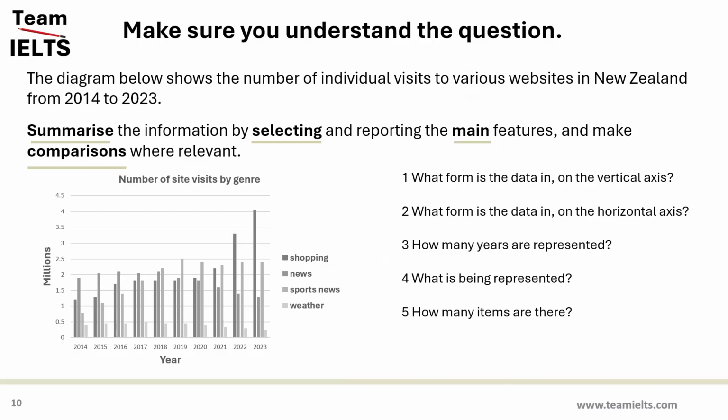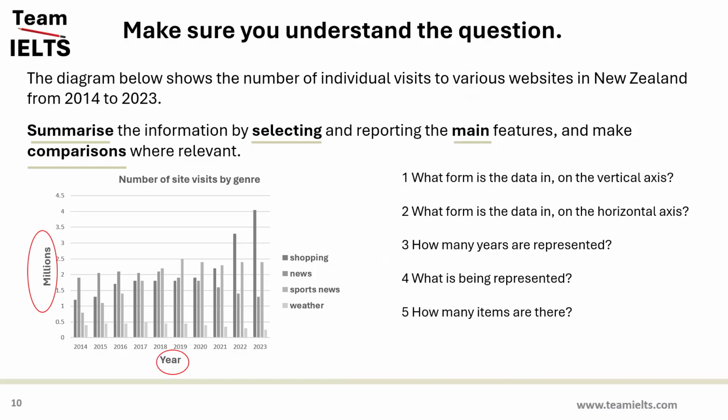What I'd like you to do is to pause the lesson, write your answers on a piece of paper, and then restart the lesson to check your answers with me. Okay, let's look at question 1. What form is the data in on the vertical axis? Well, obviously that's in millions of visits. What form is the data in on the horizontal axis? That's very clear. It's in years.